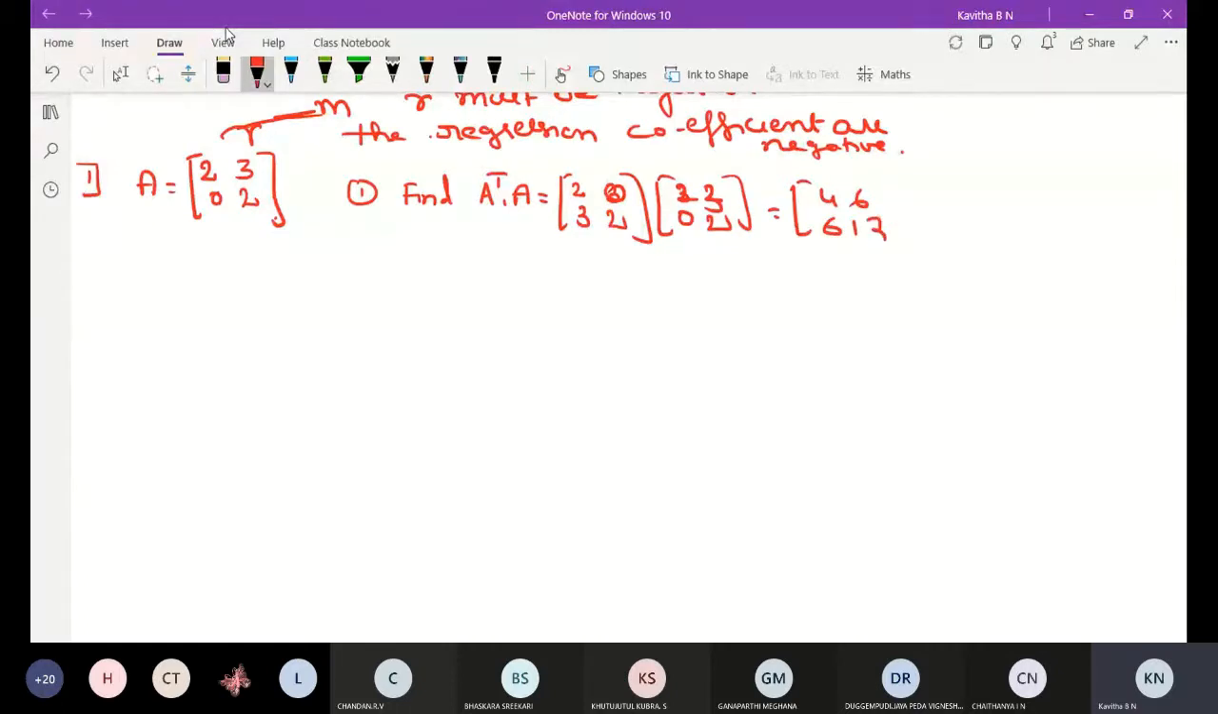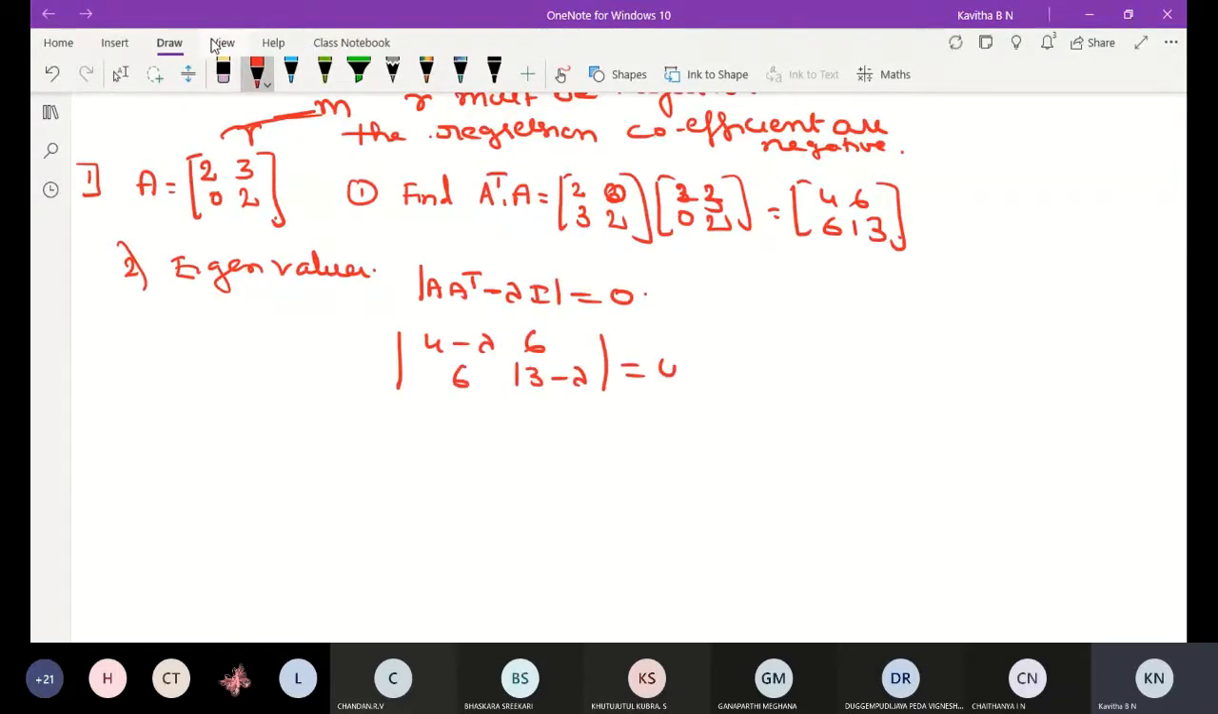In step 2, what we need to find means the eigen values. Okay, eigen values. Already we found how to find: A into A transpose minus lambda I is equal to 0. Means 4 minus lambda, 6, 6, 13 minus lambda is equal to 0. Then simplify. We get 4 minus lambda into 13 minus lambda minus 36. Simplify, you will get lambda is equal to 16 and 1. This is eigen values.